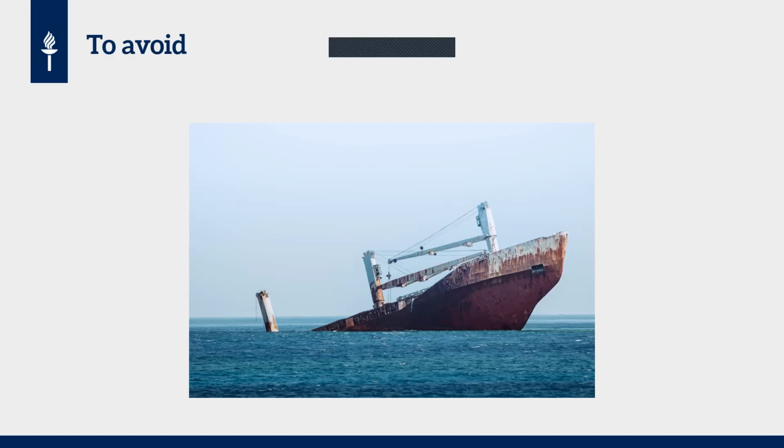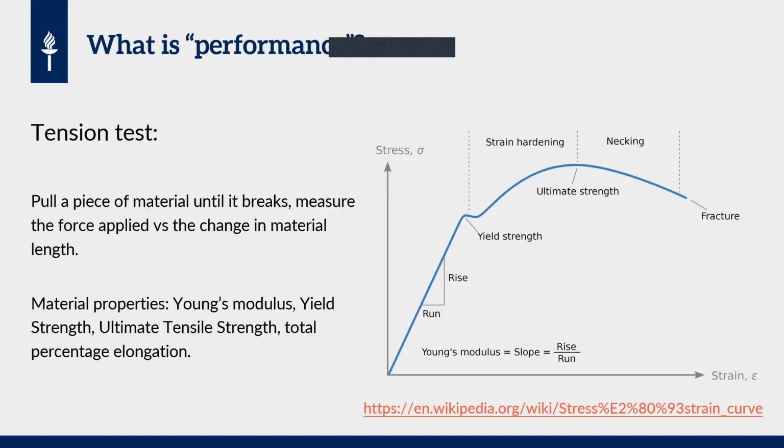So what are these properties that should be good or good enough? What is performance? In material science, there are many different kinds of testing you can do, and these tests can result in many different properties that tell you whether a material is good enough for a certain application. For example, here I'm showing the results of the so-called tension test.